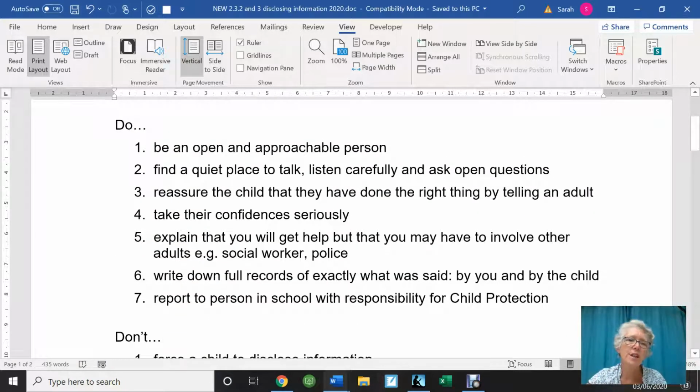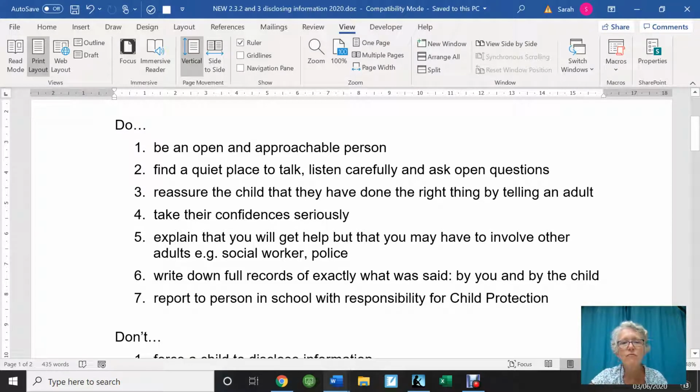Then we've got three things. If a child tells you something, you should tell them straight away three things. Tell them that they've done the right thing to tell an adult. Tell them you're going to take what they've told you seriously, and explain that you'll get help, but you might have to involve other adults, maybe a teacher in school, the safeguarding officer, and that other people might get involved.